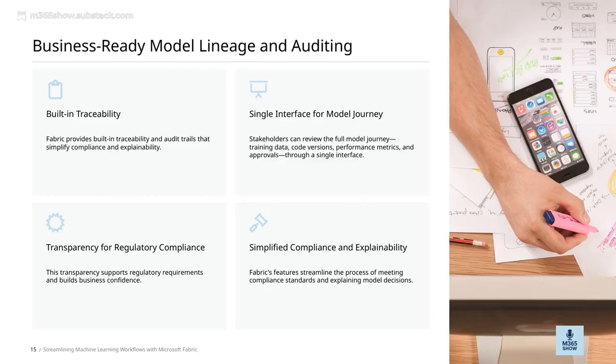Furthermore, Fabryx offers a single, unified interface where stakeholders can review the entire model journey. This includes everything from training data and code versions to performance metrics and approval processes. Having this all in one place makes audits and reviews much more straightforward. And to support all of this, Fabryx provides built-in traceability and audit trails. These features make it easier to track what happened at each step, ensuring that our models are transparent and compliant. Overall, these capabilities are vital for aligning our machine learning practices with regulatory requirements while maintaining trust and accountability in our models.